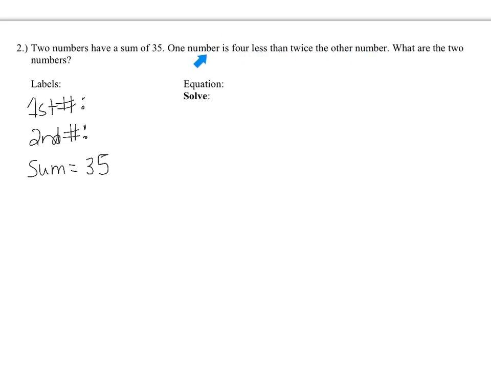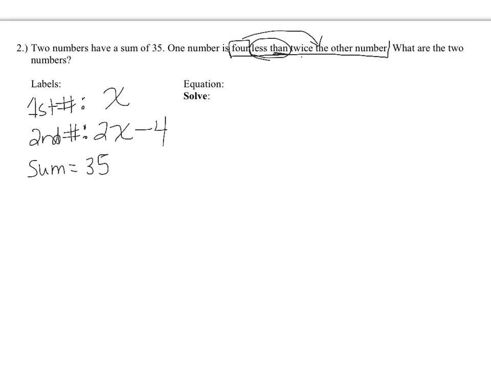So one number is being compared to the other number. So one of these numbers has to be x, and then the other one is 4 less than twice the other. Whenever you have less than, the word than means that the 4 comes after the next bit in the sentence. So twice the other number, so let's say the other number is x, so we're going to say 2x minus 4. Together, they're 35. The sum of the numbers is 35.